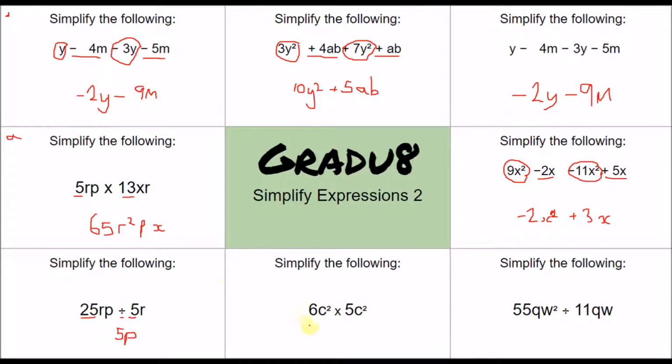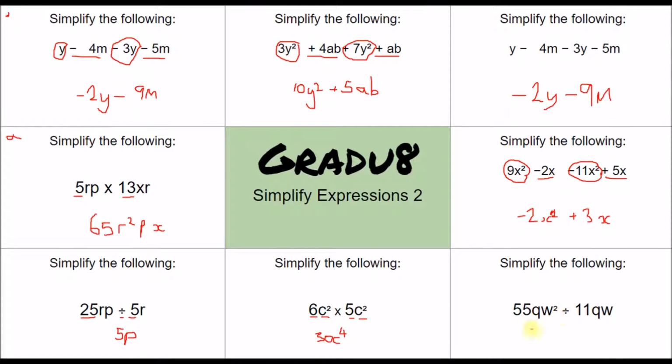So again, another times question over here. You've got 6 and 5 is 30. And then you've got c squared and c squared. Remember, when you multiply powers which are the same, then you just add them together. So that's going to be c to the power of 4.